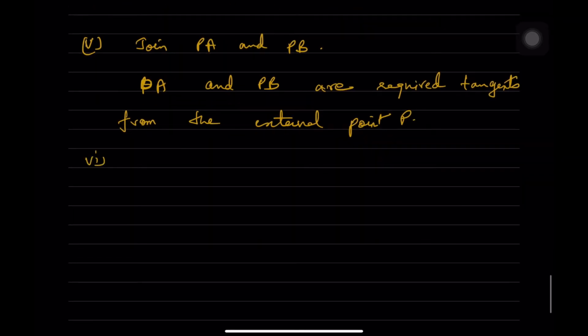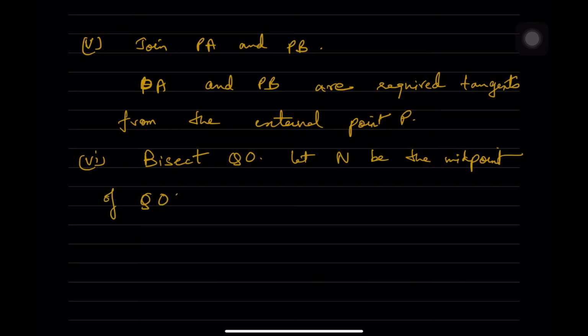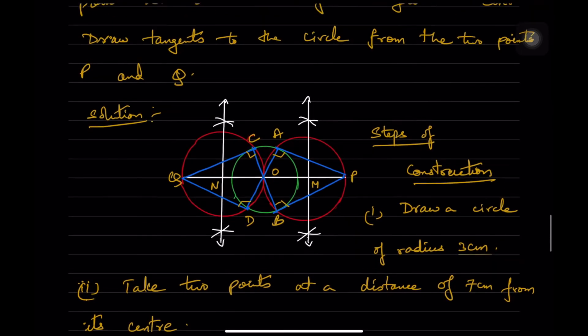Next, the sixth step. Now we are going to bisect QO. Let N be the midpoint of QO. So you can see that N is the midpoint.